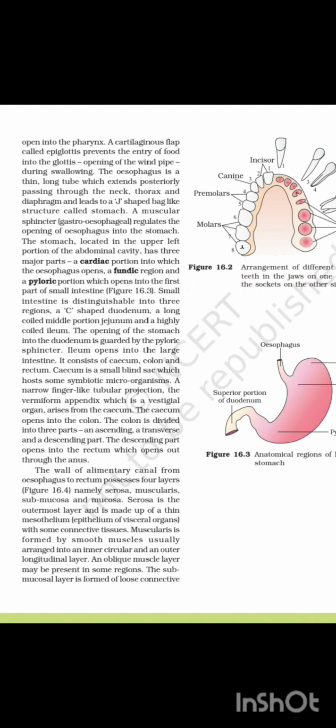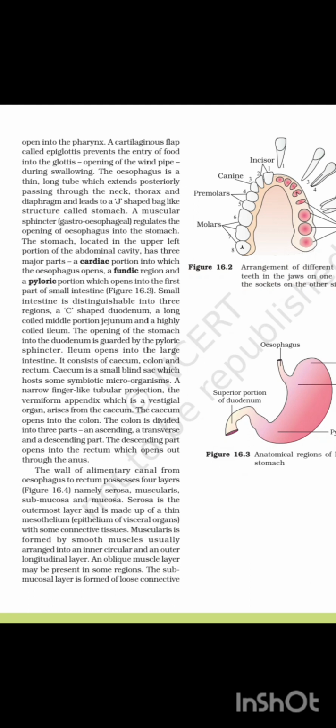Small intestine is distinguishable into three regions: a C-shaped duodenum, a long coiled middle portion jejunum, and a highly coiled ileum. The opening of the stomach into the duodenum is guarded by a pyloric sphincter. Ileum opens into the large intestine, which consists of caecum, colon, and rectum. Caecum is a small blind sac which hosts some symbiotic microorganisms. A narrow finger-like tubular projection, the vermiform appendix, which is a vestigial organ, arises from the caecum. The caecum opens into the colon. The colon is divided into three parts: an ascending, a transverse, and a descending part. The descending part opens into the rectum, which opens out through the anus.